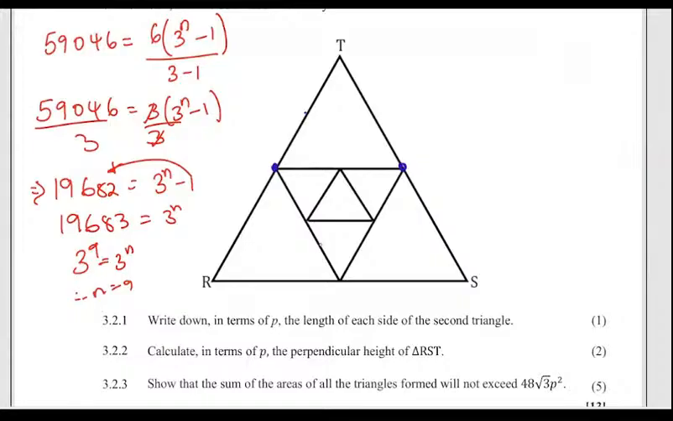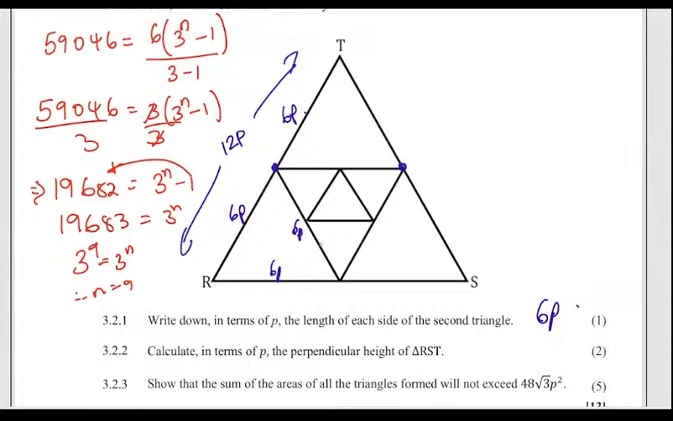Now, if this was 12p initially, half of 12p is going to be 6p. That's also 6p, meaning that's a 6p. This is also a 6p. And then if you divide it again, you're going to have 3p, and so on. So write down in terms of p the length of each side for the second triangle. You're going to say it's just 6p.